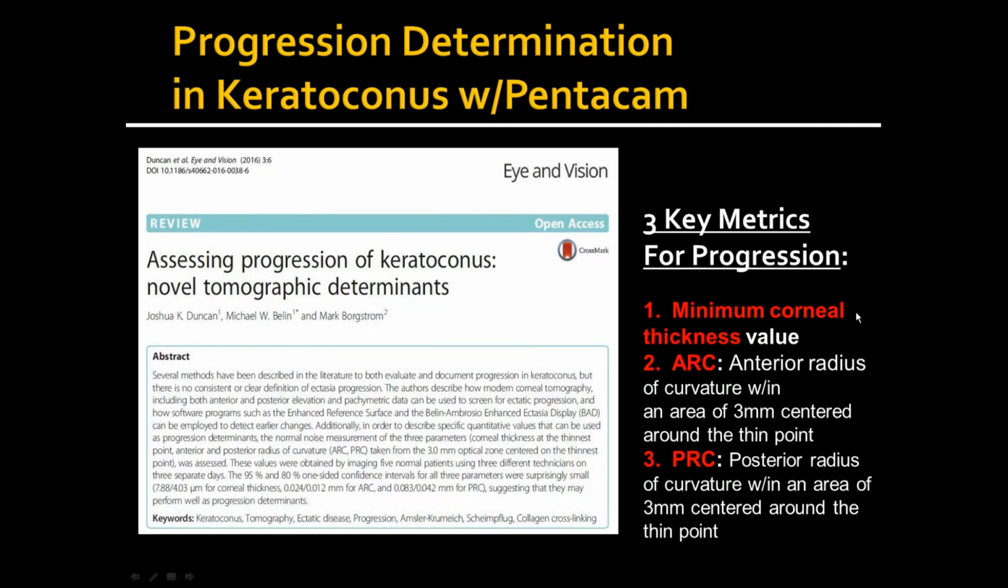And one would be that minimum corneal thickness value. And we said it's not quite as important in detection of disease, it's really the change in thickness. But in progression, that is an important and valuable measure.